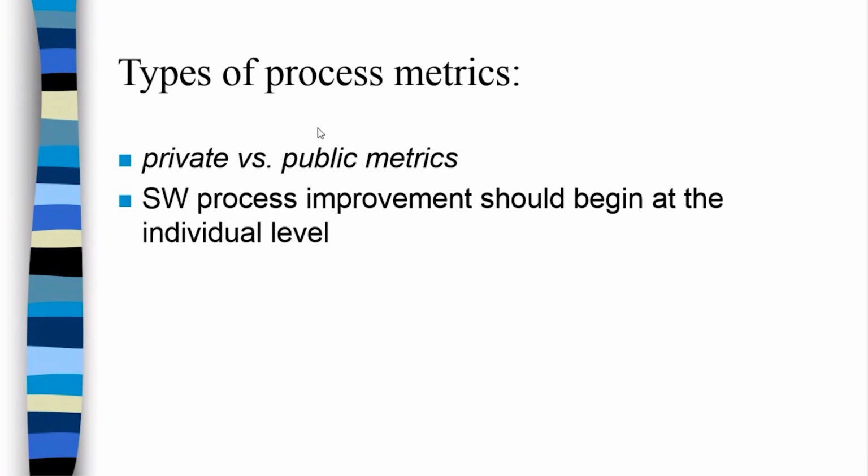So the process metrics are private to the specific software project team, but within that team, the metric is public for all the team members. Other teams are not aware of those metrics. So that is the private metric.